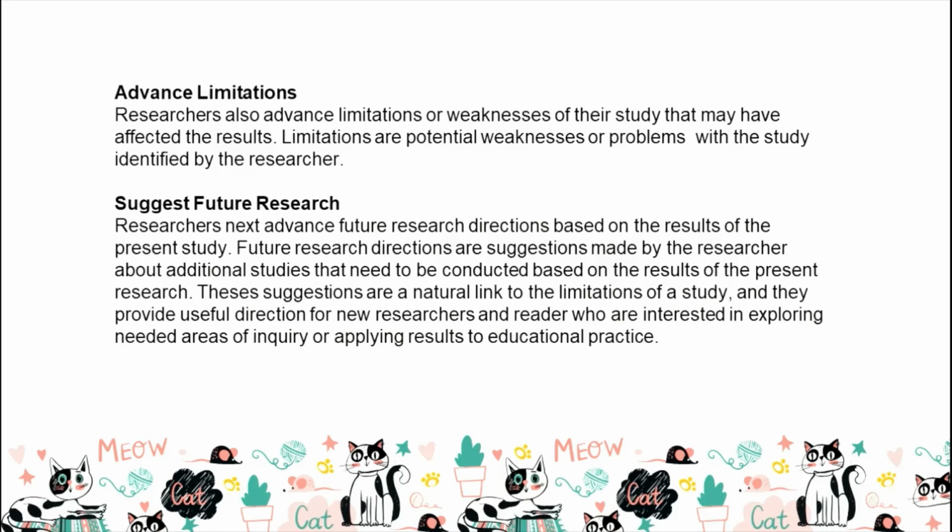Suggest future research. Researchers next advance future research directions based on the results of the present study. Future research directions are suggestions made by the researchers about additional studies that need to be conducted based on the results of the present research. These suggestions are a natural link to the limitations of a study, and they provide useful direction for new researchers and readers who are interested in exploring needed areas of inquiry or applying results to educational practice.